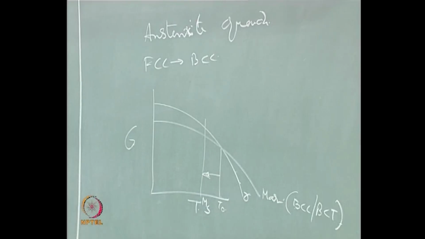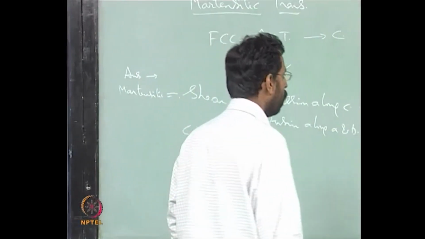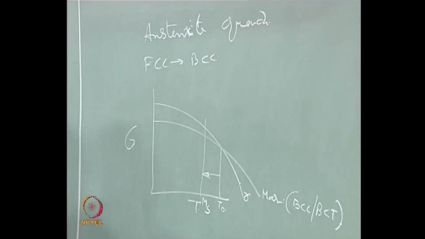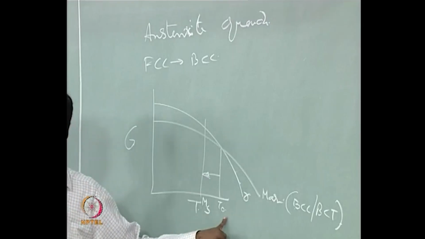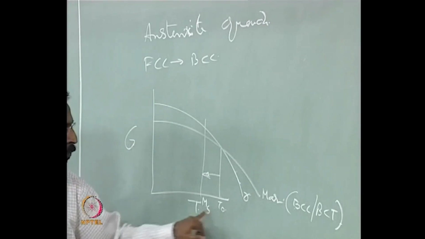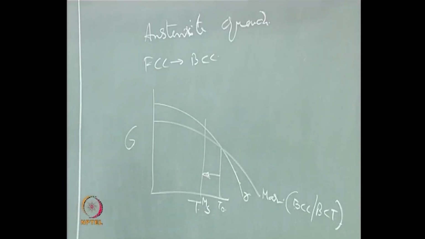When the extent of shear that is required for the transformation is very small. In any particular system, if the shear stresses that need to be provided for the shear to occur are very small, then you can say that in principle Ms comes close to T naught. Otherwise you would always see some temperature below this T naught where the transformation occurs.